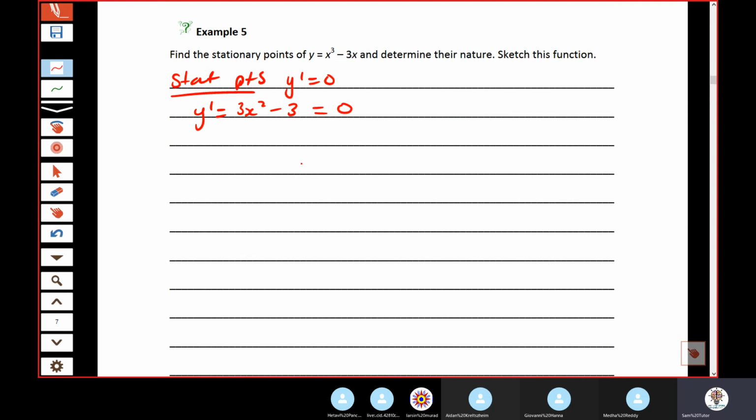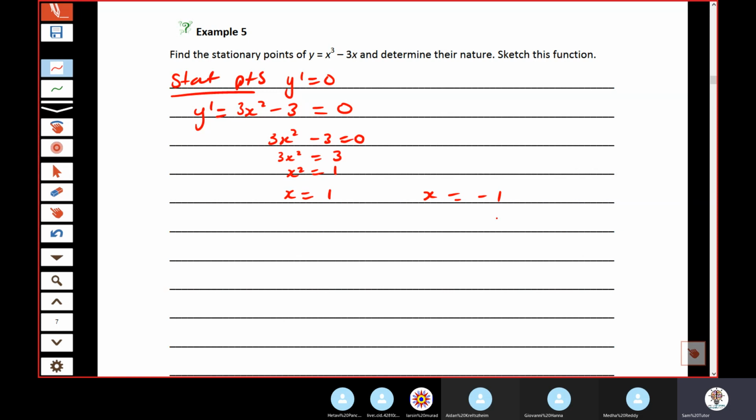No? Can't see what it should be? You're going to plus the 3, then you're going to divide by 3, and you're going to square root it. X equals 1 and minus 1. I hope you guys would have done that. Or you could have factorized the 3 out, realized there's a difference of 2 squares. Same thing. Alright, what do I do now?